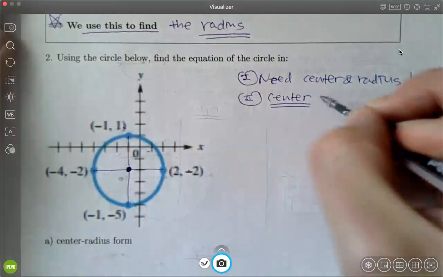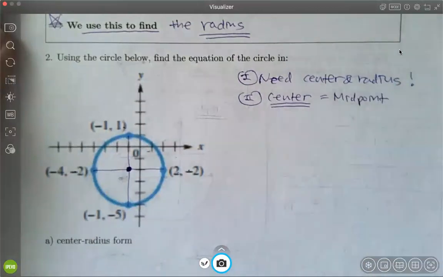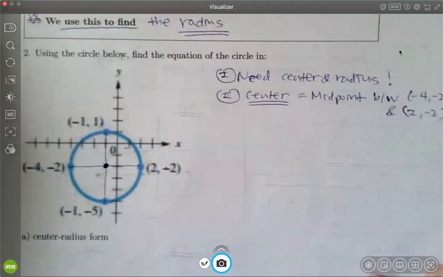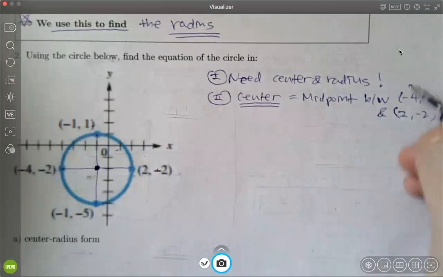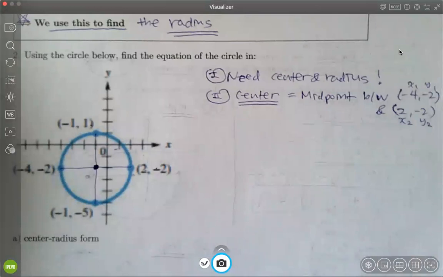Which 2 points do you want to choose? These 2 or these 2? Let's do -4, -2 and 2, -2. Okay, so the midpoint between -4, -2 and 2, -2. What does that mean? That's like x1, y1 and x2, y2, right? Because we need to identify the coordinates.